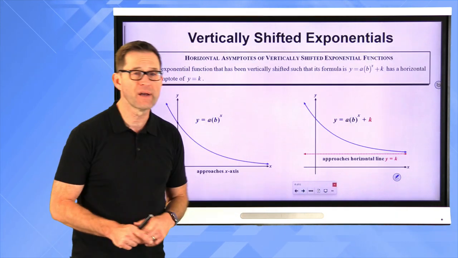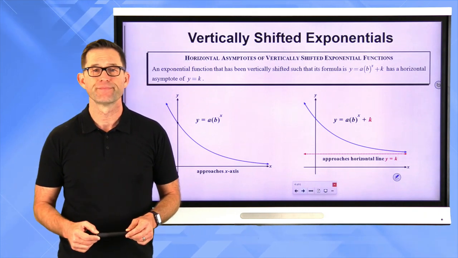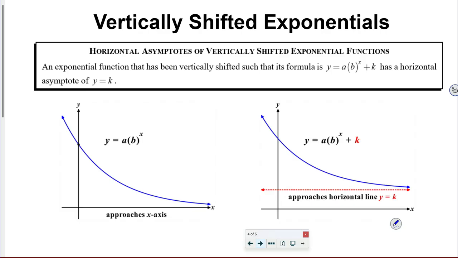Okay, so let's summarize what we just saw. Vertically shifted exponentials. Horizontal asymptotes of vertically shifted exponential functions. An exponential function that has been vertically shifted such that its formula is y equals a times b to the x plus k has a horizontal asymptote of y equals k.